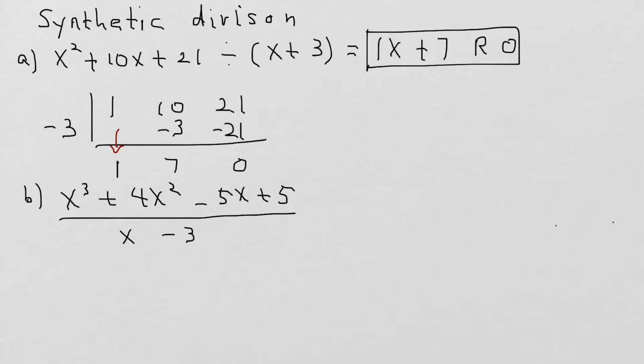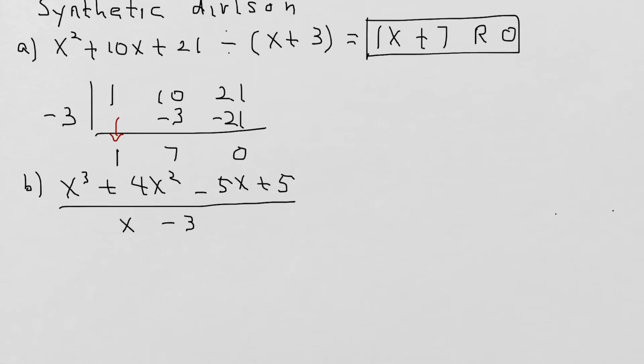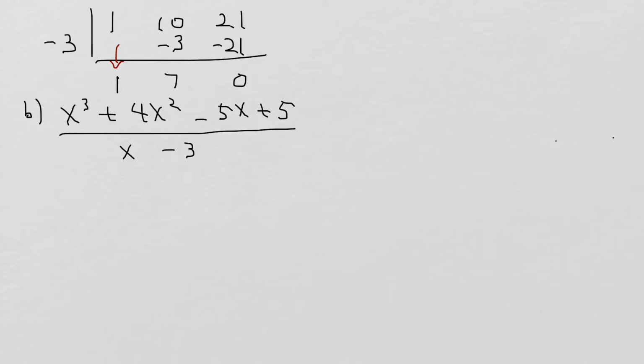Okay, let's look at the second problem. x cubed plus 4x squared minus 5x plus 5, dividing by x minus 3. This time we're going to do synthetic division also. Again, in synthetic division, you only use the coefficients, numbers, instead of the variable. So from the cube, you have 1. From the square, you have 4. From the linear, you have negative 5, and the constant is 5. Dividing this by x minus 3, so you're dividing with positive 3 this time.